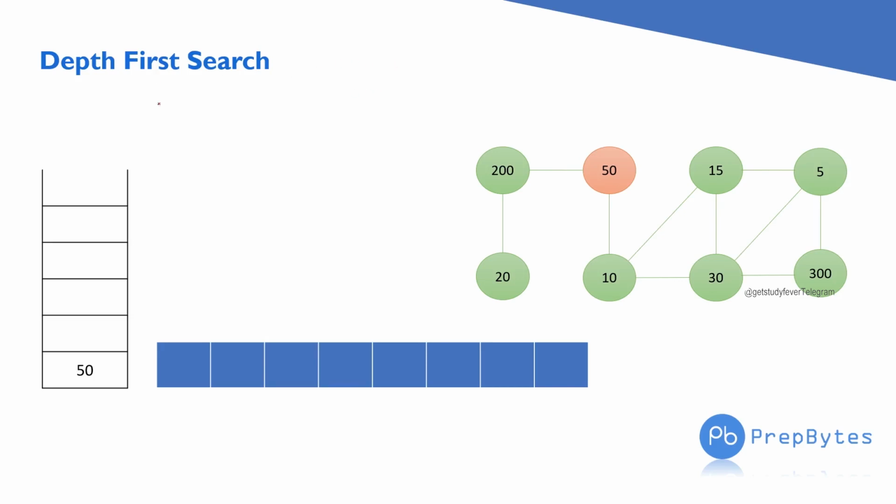Since we have visited 50, just print it. So let's see, yes, we have printed it. Now what you have to do, you have to either add 200 or 10. The neighbors of 50 are either 200 or 10, which are directly connected to it. So you can add either 200 or 10. It is your choice. Depending on your choice, your printing sequence will change.